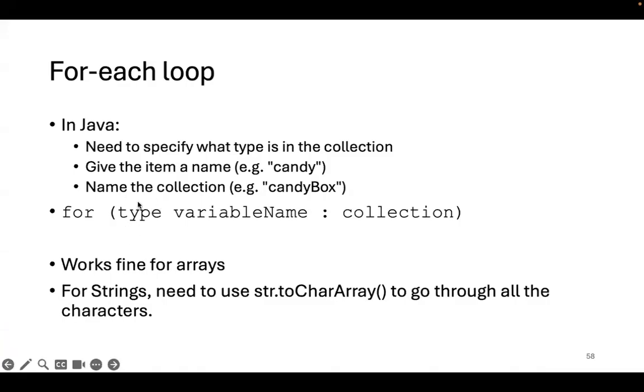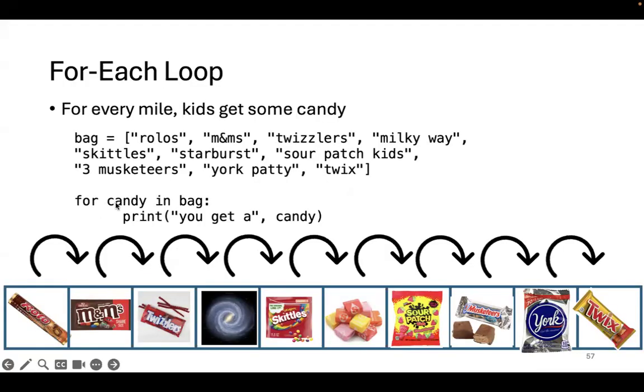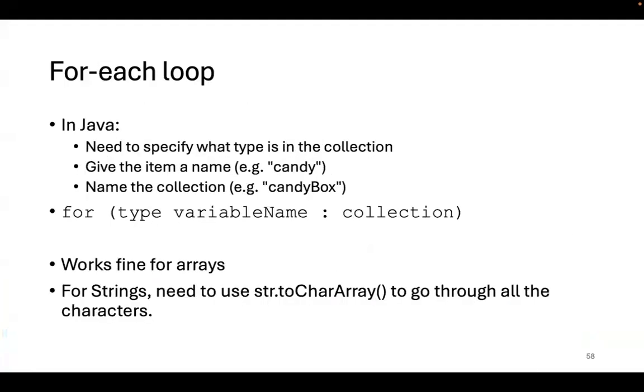So we need to say, here's what type of thing it is, and here's what I'm going to call it. That's the variable name. The type would be, if we've defined a type, capital C Candy. If we haven't defined a type, it would probably just be a String, like this is just a list of strings. And so it would be for String candy in bag, then sysout candy. The way we type the word in is the colon. Not a semicolon, just a colon.